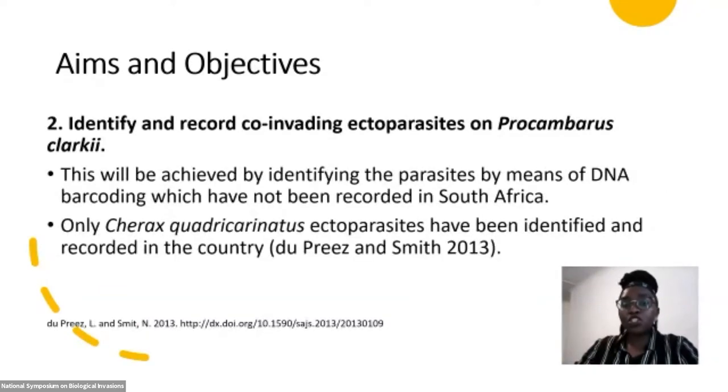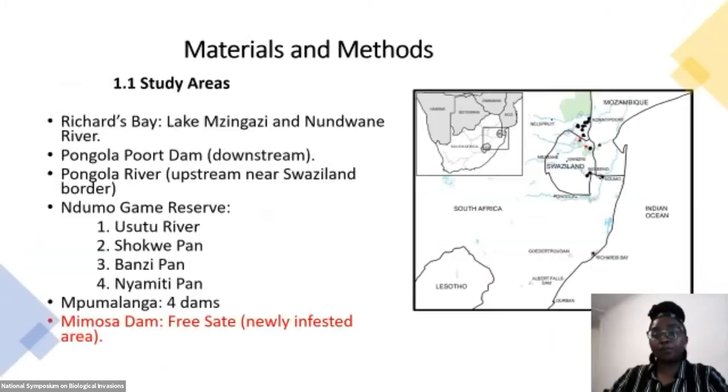And the second aim is to identify and record the co-invading ectoparasites on the Procambarus clarkii. This will be achieved by identifying these parasites using DNA barcoding, as parasites are often difficult to identify morphologically. Only Cherax quadricarinatus ectoparasites have been recorded in the country. So this is the first for parasites to be recorded on the red swamp crayfish, Procambarus clarkii.